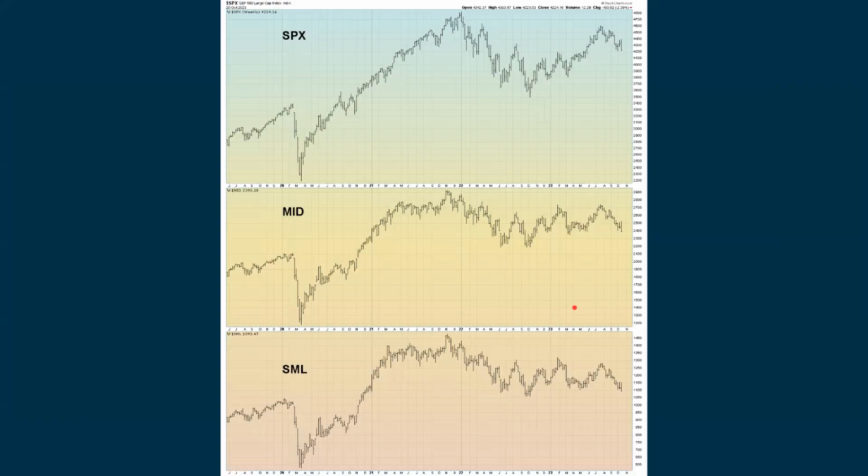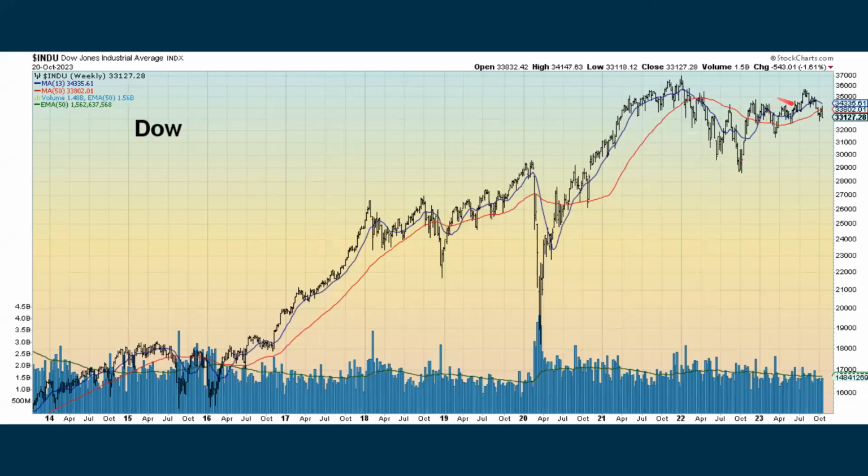Here's just a look at the small caps, mid caps, and the S&P, where it just shows pretty much across the board weakness. We're seeing a little bit more weakness here in the small caps, and we're getting more concerned about the weakness that we're seeing in the mid caps. When you look at the Dow, yeah, there's some weakness, but we're still in a longer term uptrend, even though that's rolling over a bit.